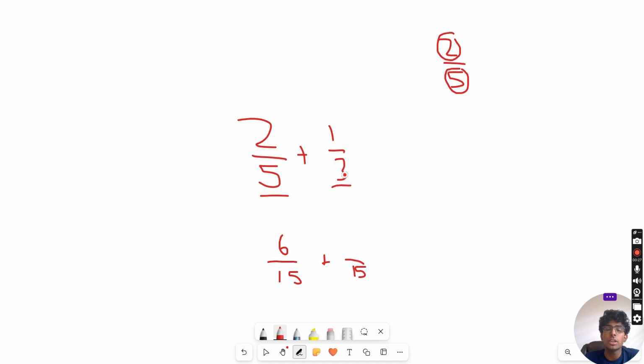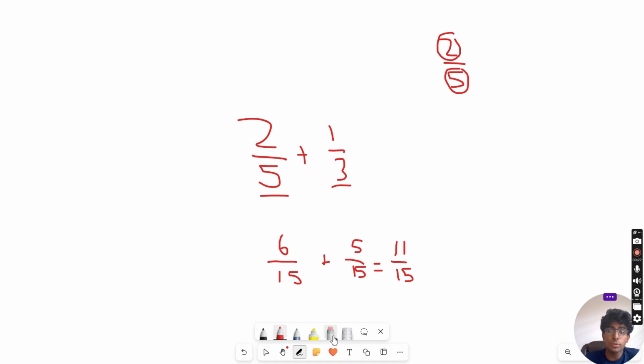And then for this fraction, how did we get from 3 to 15? We multiplied the denominator by 5. So when we do 1 times 5, we get 5 at the top. So 6 plus 5 gives you 11 in the numerator. And you're not adding these denominators. That would just be your denominator. Once you get a least common denominator, that would be your denominator, and you're just adding the numerators.